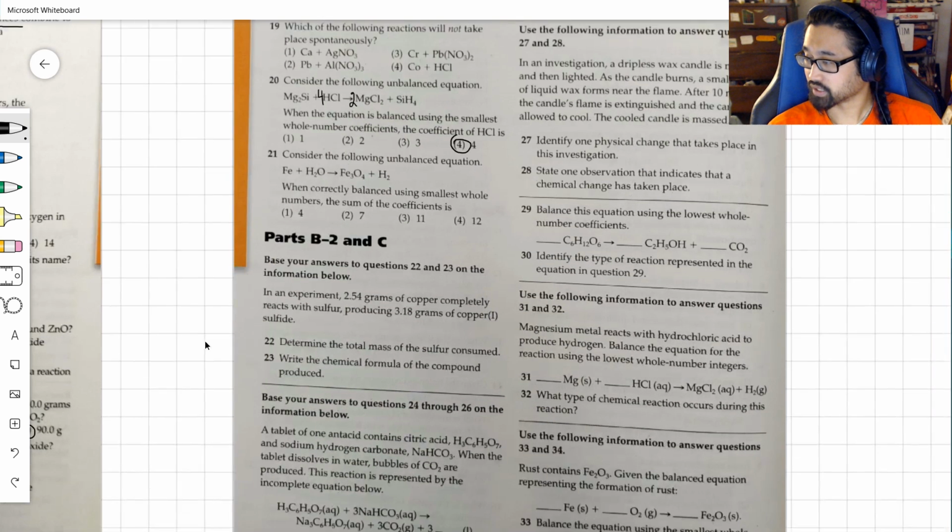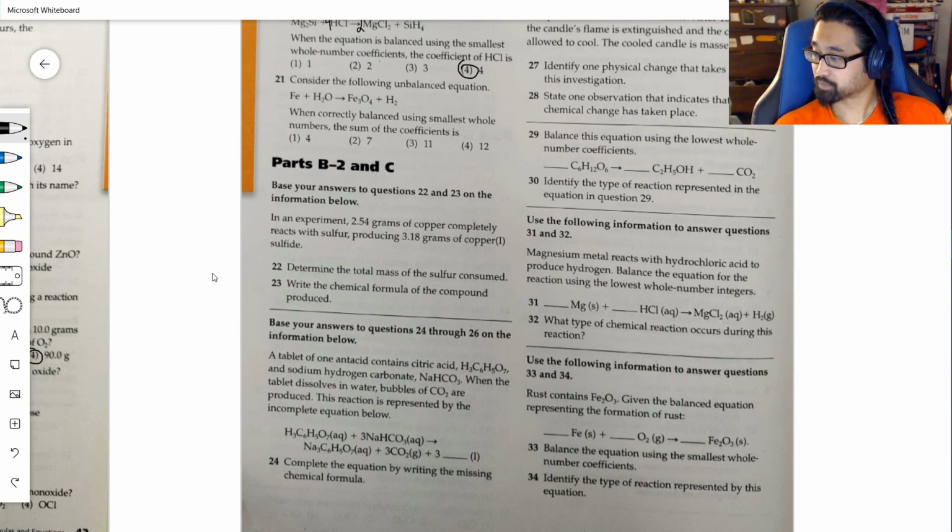Now, we're getting into some free response, some short answers. Number 23 asks you to write the formula of the compound produced, which is copper 1 sulfide. And then I have to crisscross these, which means I have Cu2S. That's the chemical formula there.